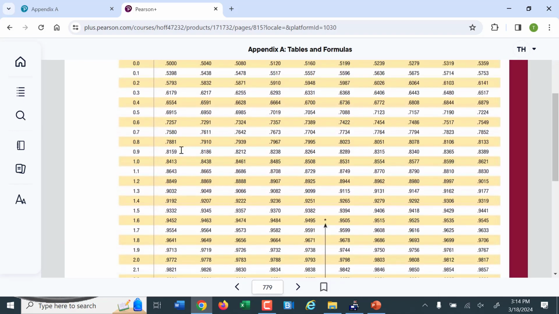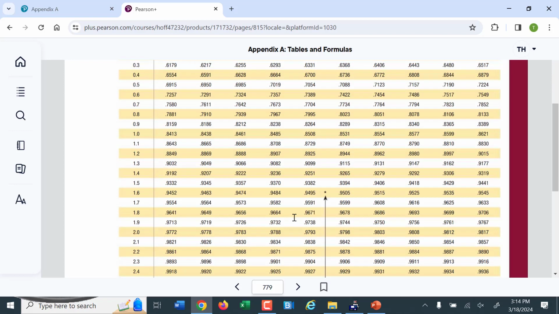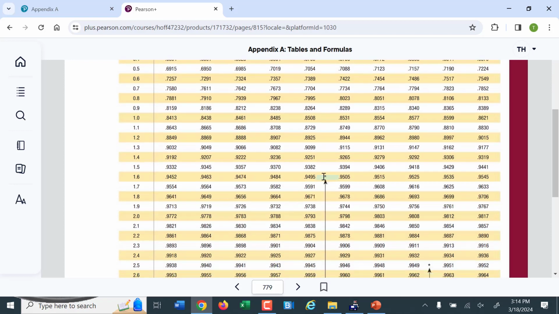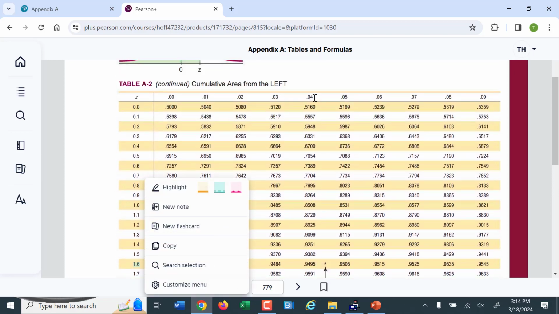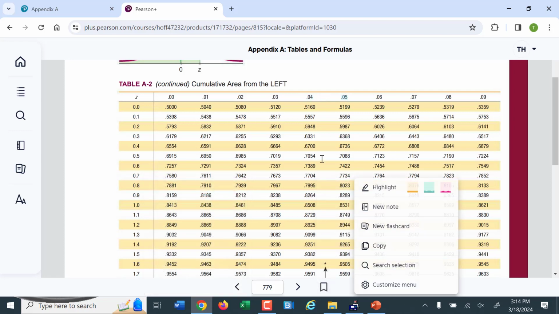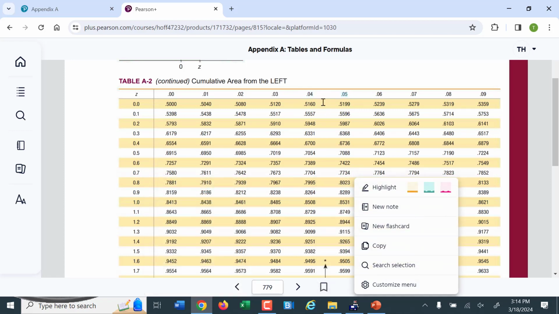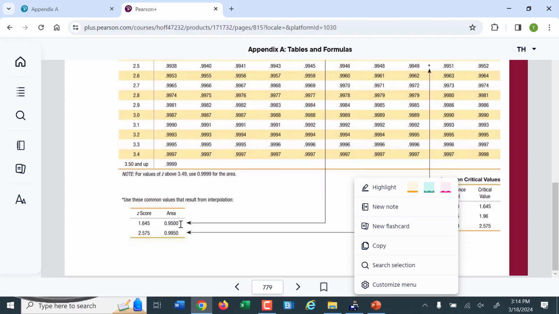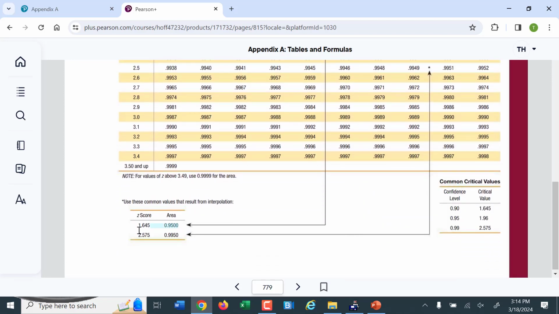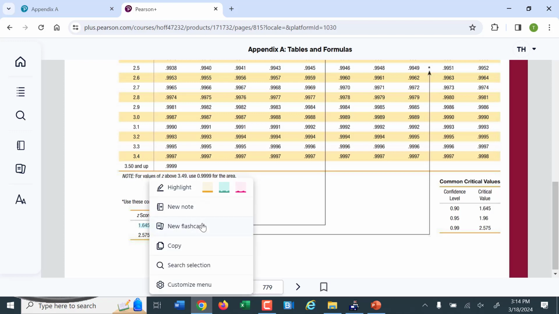Now, this is where we find our critical values. You notice there's stars in the table here. This star is for 95%, a confidence interval. You see this is 0.9495, this is 0.9505. Well, 95% would be 0.9500. That'd be right in between the two. This is at 1.6, and up here, 0.04 and 0.05. So we just go right between those, which would be 0.045. And you can see down here it says, for 95%, that critical value is 1.645.